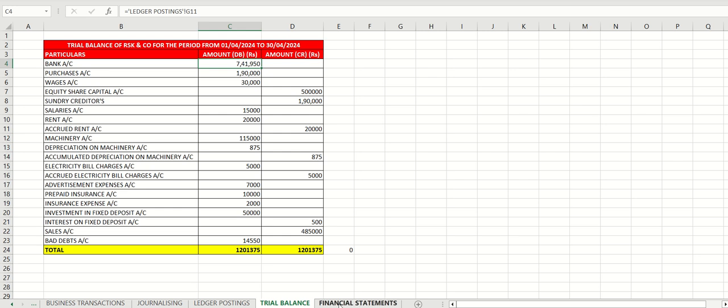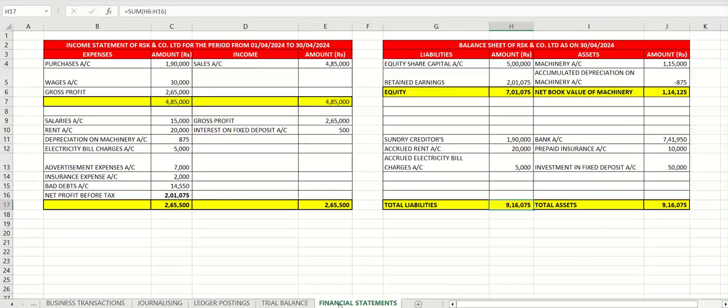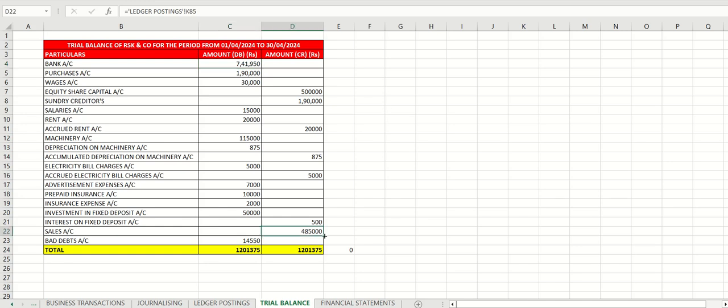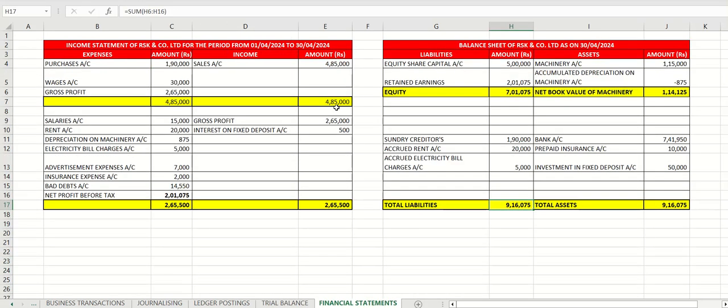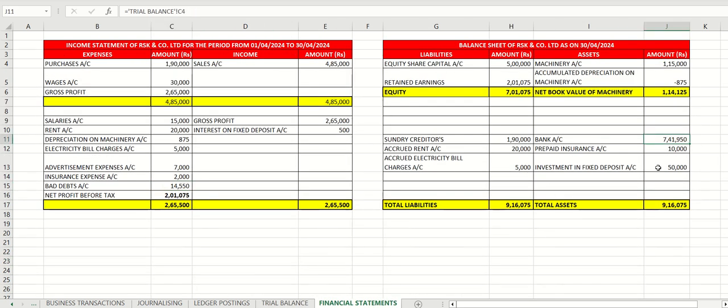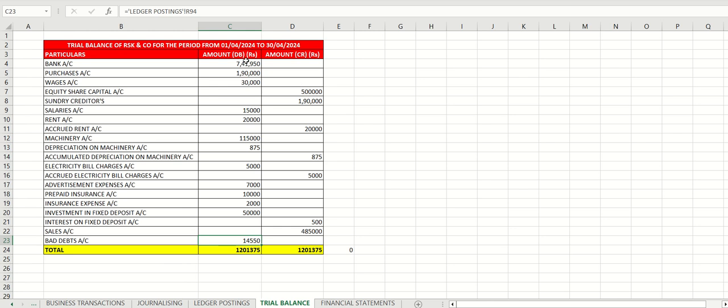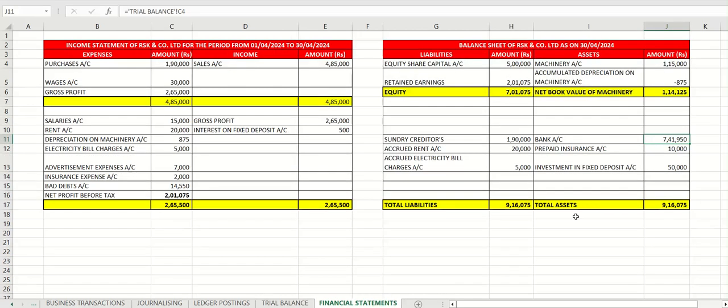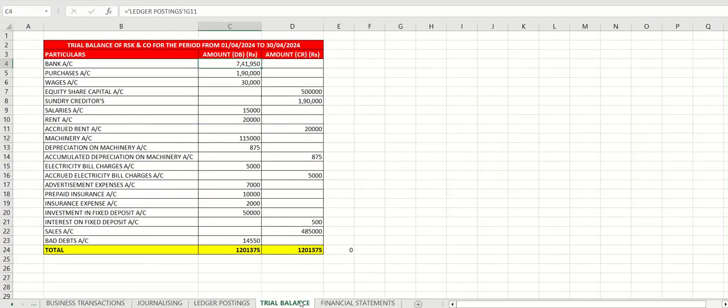Now let's move to the financial statements and try to understand how the balances are supposed to get reflected in the financial statements. Sales 4,85,000. And bad debts 14,550. And bank account 7,41,950. Hope this is clear, guys.